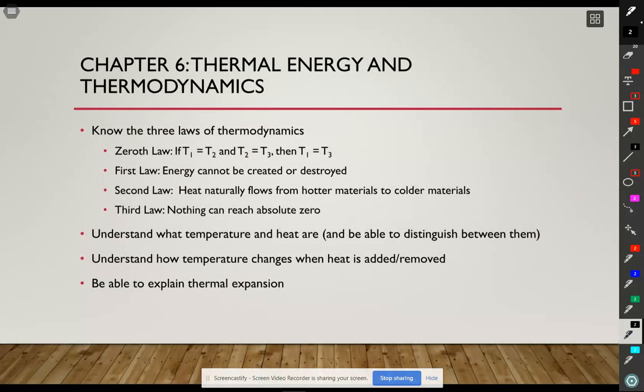Thermodynamics, studying heats and temperatures. Make sure you know the difference between heat and temperature. Heat is a transfer of energy, just like work was a transfer of energy. Work, force times distance, that's mechanical. Temperature is a measurement proportional to the average kinetic energy.